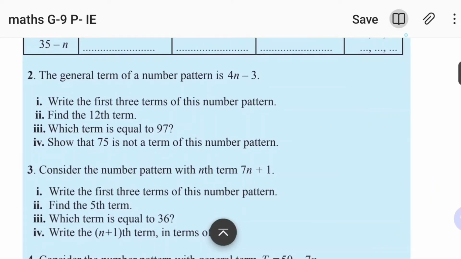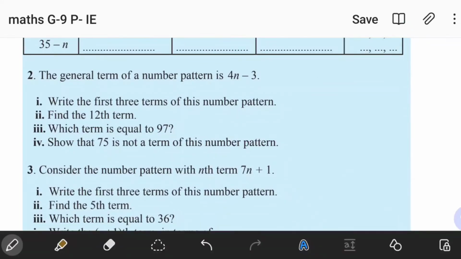So let's come off with this. The second question is the general term of a number pattern is 4n minus 3. The first 3 terms, pretty easy. You can even do this mentally. I mean, you can calculate mentally without writing, but let's do it for the sake of completion.